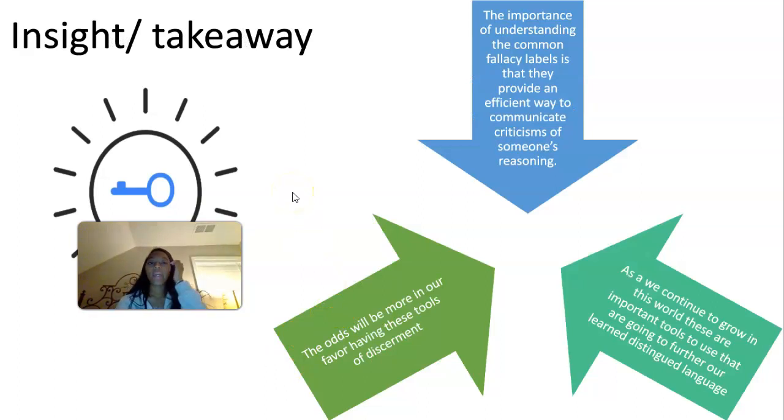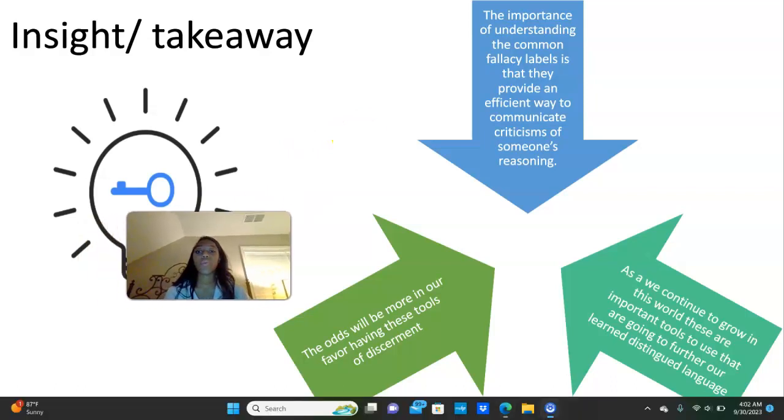Some insights and takeaways: the importance of understanding the common fallacy labels is that they provide an efficient way to communicate criticism of someone's reasoning. As we continue to grow in this world, these are important tools that are going to further our learning and help us distinguish language and communication. The odds will be more in our favor having these tools of discernment going into the real world.